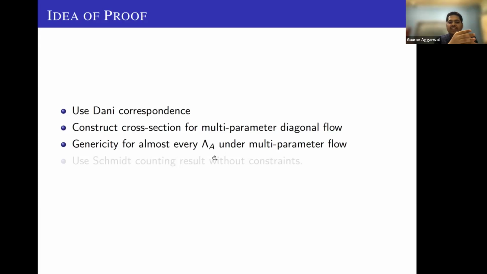And the third main step is genericity for almost every lambda under the multi-parameter flow. So what do I mean by genericity? Let's discuss the dimension one case first. There is a theory developed by Kakutani and Ambrose, which says that given a cross section to a one-parameter flow, you can construct a measure mu on the cross section, which is invariant under this first return time map. Secondly, the measure on the full space locally looks like the product of the measure on the cross section and the real line. I should write a bit.